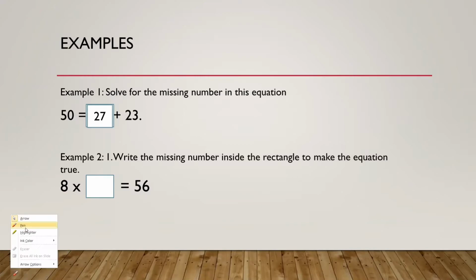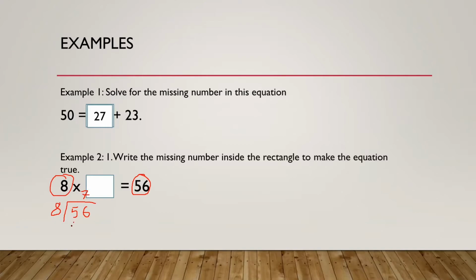So, what we are going to do is to divide 56 sa ating 8. So, 56 divided by 8 is equal to, yan. Ilang 8 meron sa 56? We have 7 8s in 56. Therefore, 7 times 8 is equal to 56. So, the missing number natin ay yung quotient natin, which is 7.